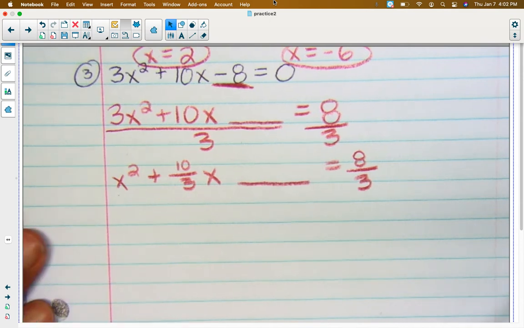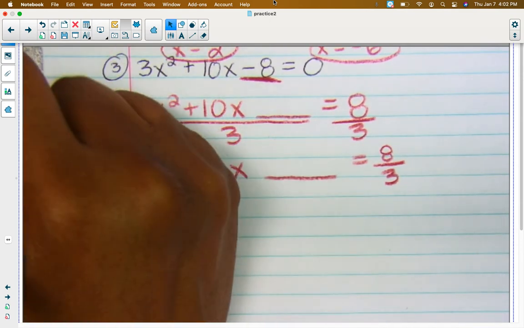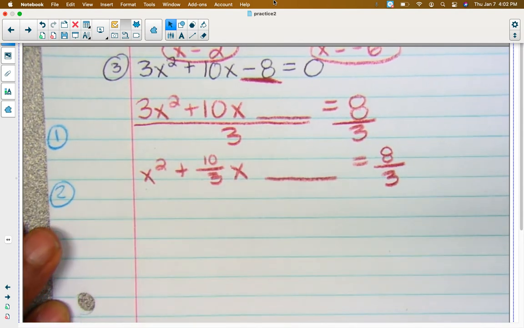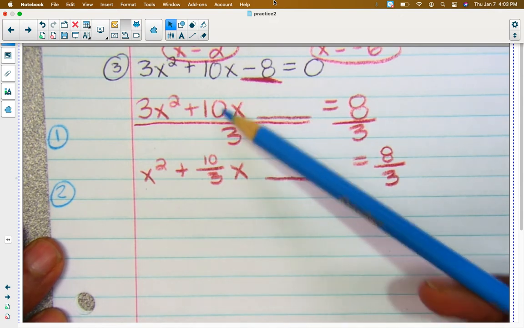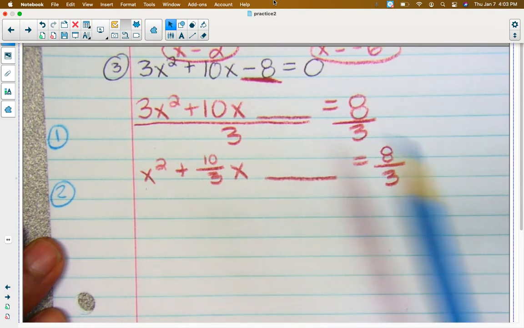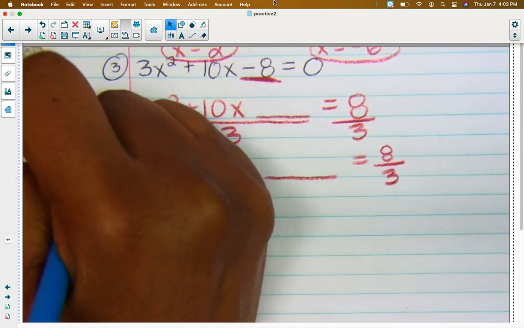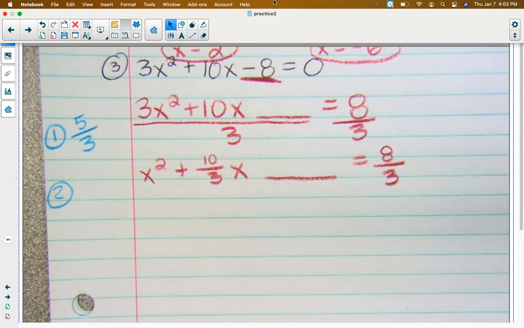Off to the side, I encourage you to list out your step 1 and list out your step 2. So step 1, take half of the middle number. Definitely you can use a calculator. 10 thirds divided by 2 is going to give us 5 thirds. I was jumping ahead there. I already knew what it was. Feel free to type that in the calculator. It'll give you 5 thirds.